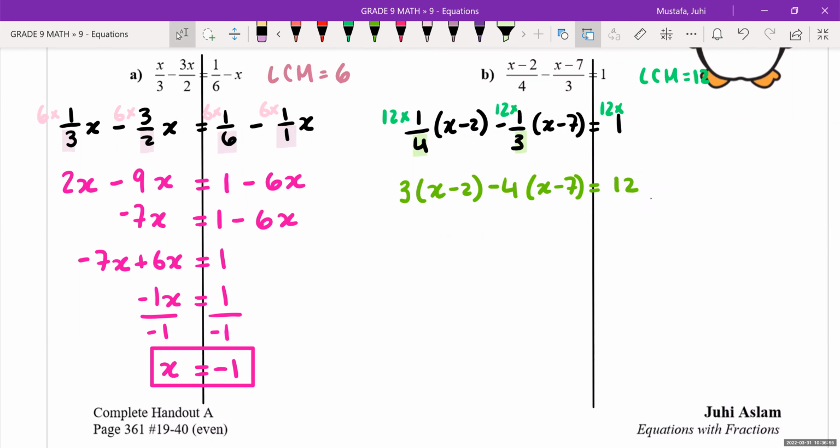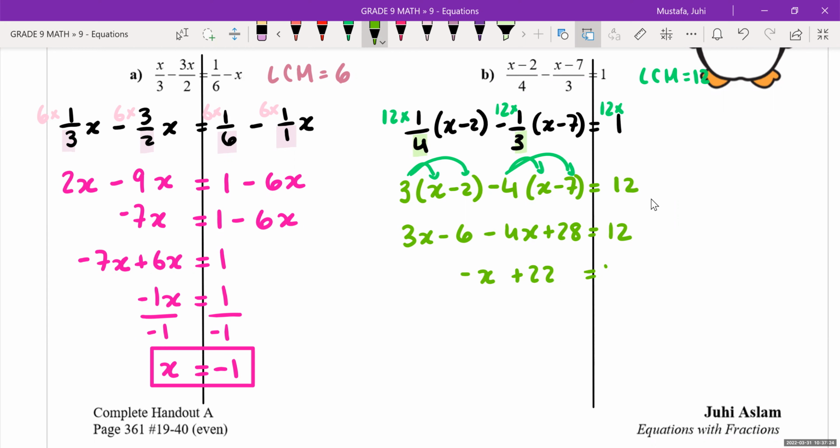We're going to distribute the numbers and get rid of the brackets. So I'm going to take the 3 and distribute it in here. I'm going to take the -4 and distribute it in there. So I'm going to get 3x minus 6 minus 4x plus 28 is equal to 12. I'll clean up each side. So 3x minus 4x is -x. -6 plus 28 is positive 22, is equal to 12.